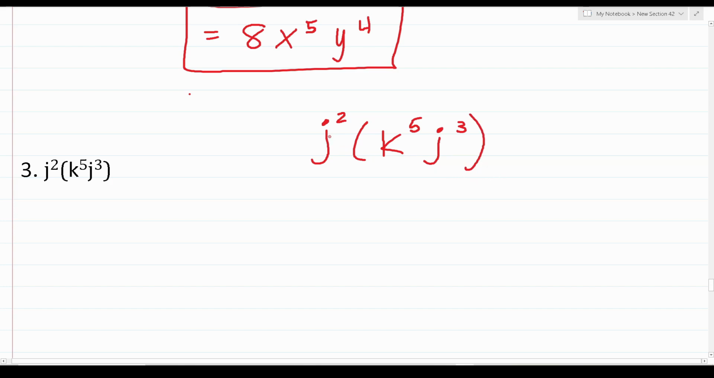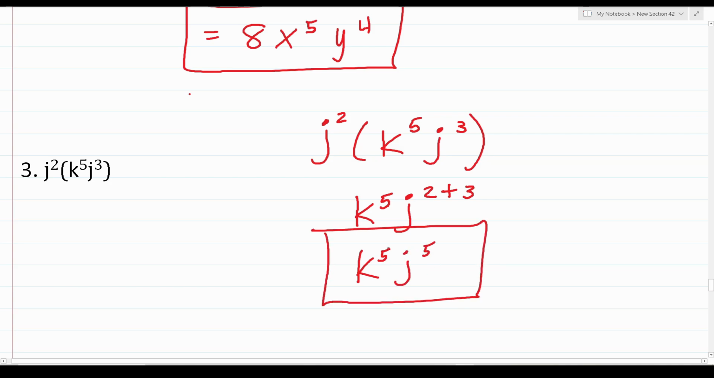Again, we can't really do anything with this j and this k, but that said, we can use the product rule with j squared and j to the third. So this is going to become k to the fifth, j, and then this is j squared times j to the third. According to the product rule, that becomes 2 plus 3. So this simply reduces to k to the 5th, j to the 5th. And we are done with that one.